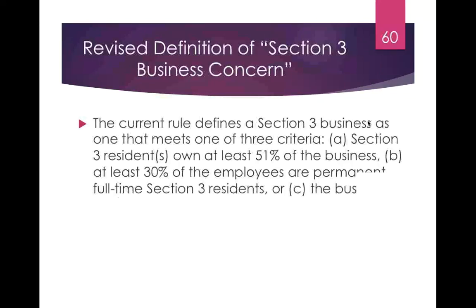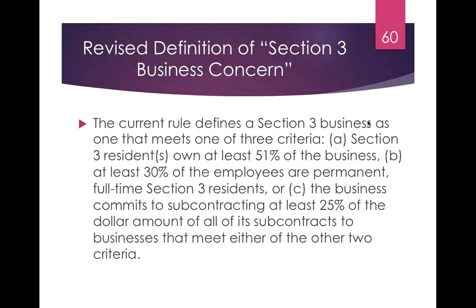Revised definition of Section 3 business concern. The current rule defines a Section 3 business as one that meets one of three criteria: Section 3 residents own at least 51% of the business, at least 30% of the business are permanent full-time Section 3 residents, or the business commits to subcontract at least 75% of the dollar amount of all of its subcontracts to businesses that meet either of the two criteria.